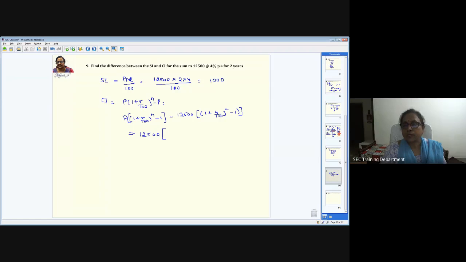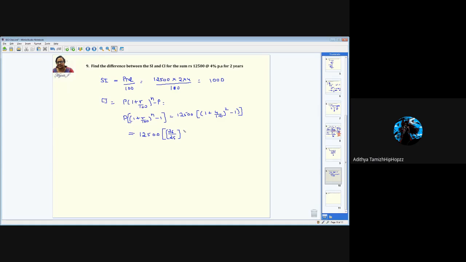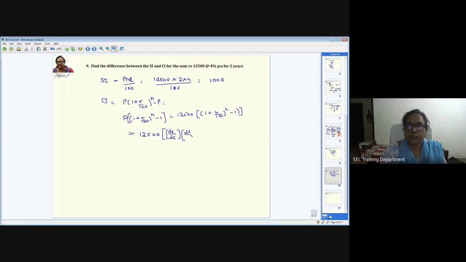So what is this? 1 by 4 by 100 is nothing but 1 by 25. So 1 plus 1 by 25 will be 26 by 25. And you have to multiply this 2 times, 26 by 25. Then minus 1.